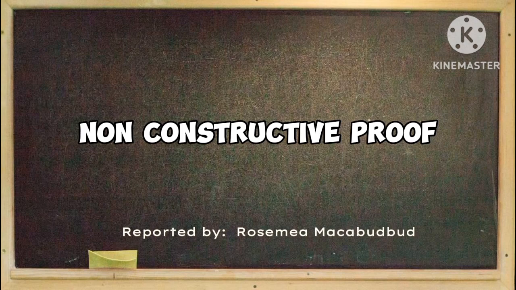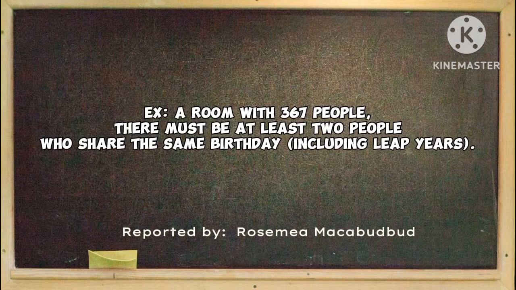Moving on to the non-constructive proof, from what I have discussed earlier, it is a proof which indirectly shows a mathematical object exists without providing a specific example or algorithm for producing an example. So here is an example for the non-constructive proof. The statement is, in a room with 367 people, there must be at least 2 people who share the same birthday, including leap years.